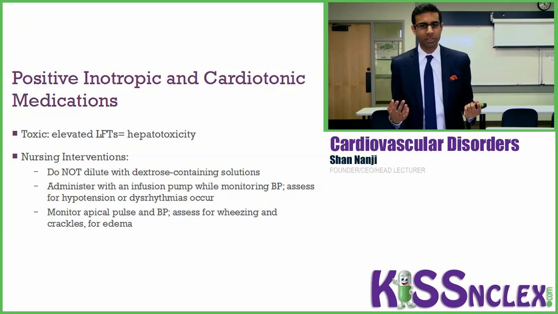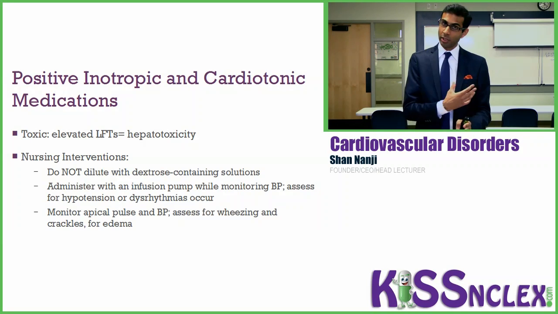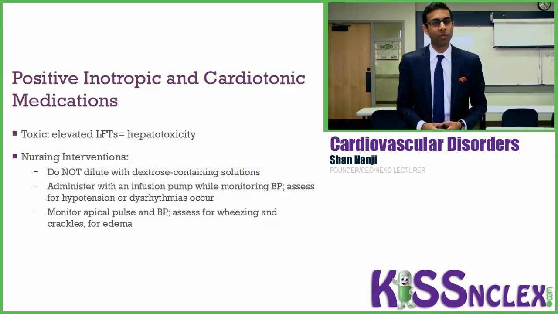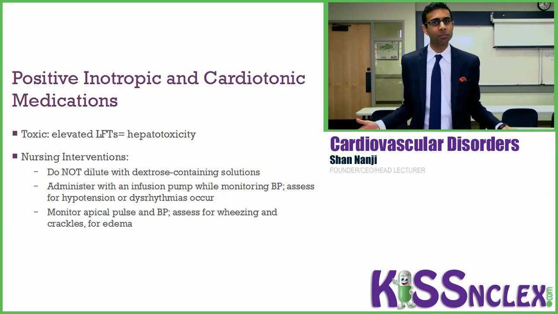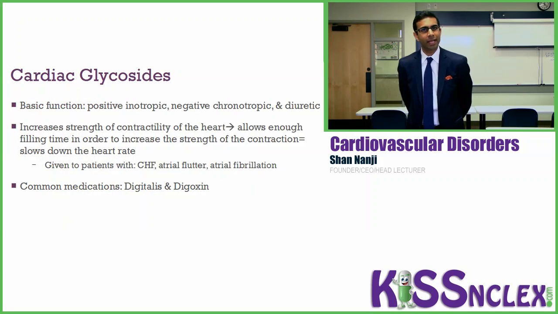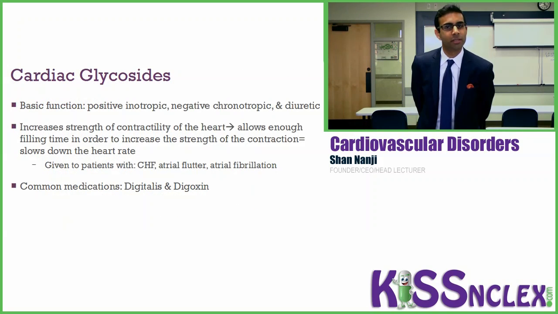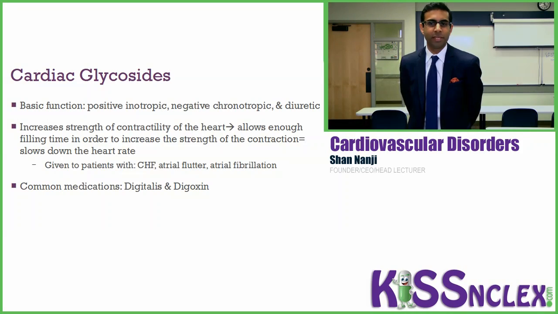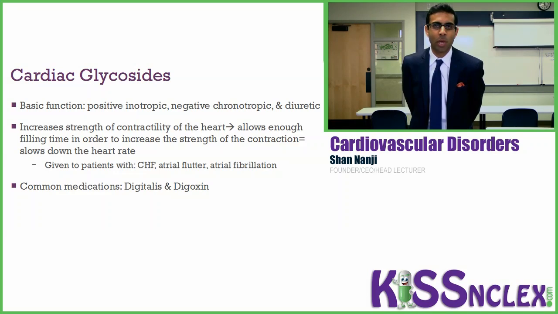Monitor the apical pulses and their blood pressure, and since the lungs are involved, assess for wheezing and crackles. And also remember, edema is possible with heart failure, so assess for edema. So we talked about cardiac glycosides briefly earlier. Okay, what are cardiac glycosides? What they do is they are positively inotropic but negatively chronotropic, okay? And they also help you lose some of your volume via diuresis.